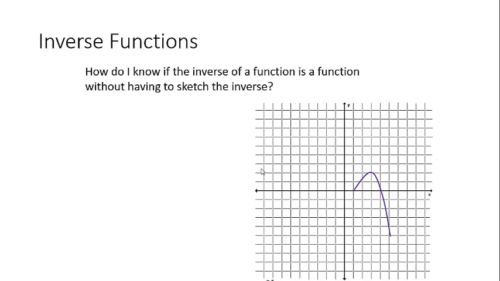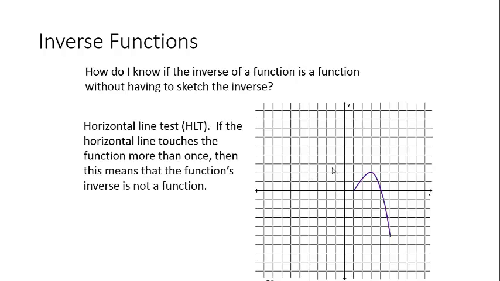Now, how do I know if the inverse of a function is going to be a function without having to sketch the inverse? Well, we do what's called a horizontal line test. You already know how to do the vertical line test, which is proving if the graph is a function or not. But if I want to know if the inverse of this graph will be a function or not, then I do the horizontal line test, and this is what it looks like.